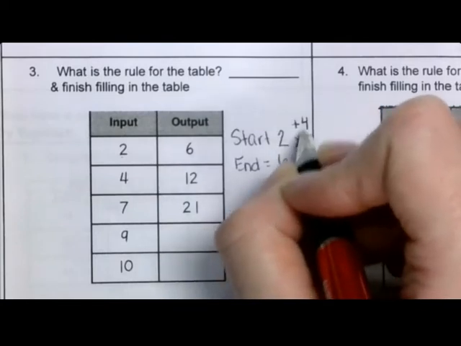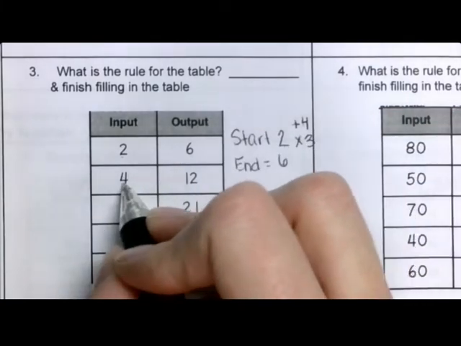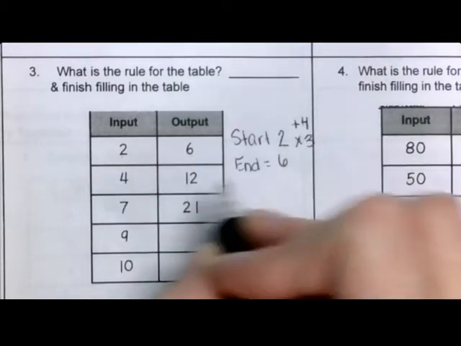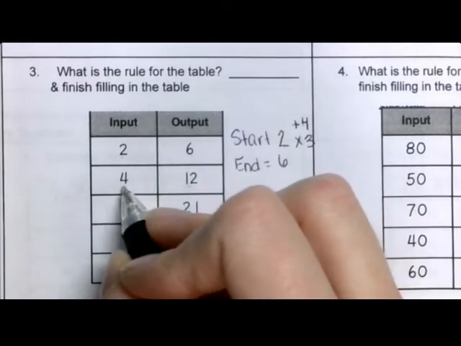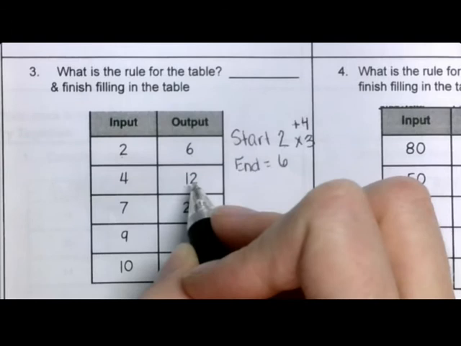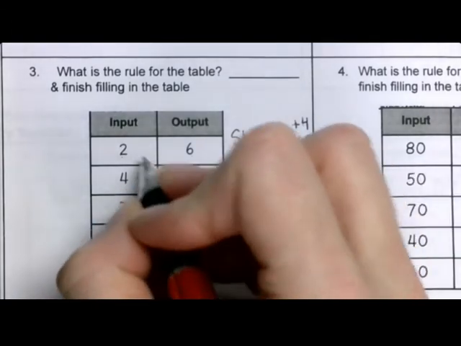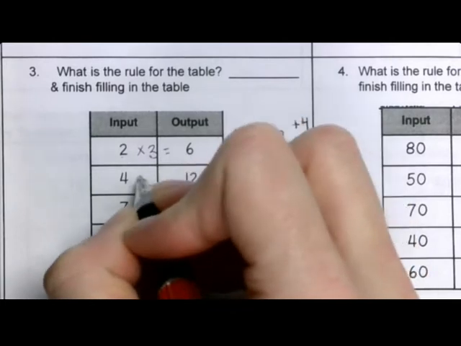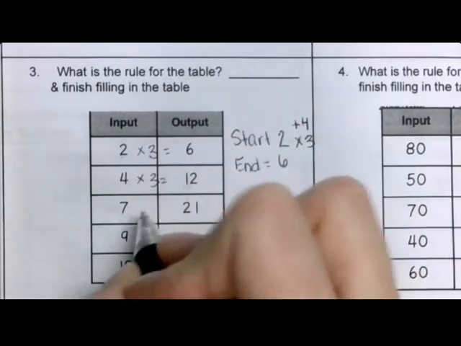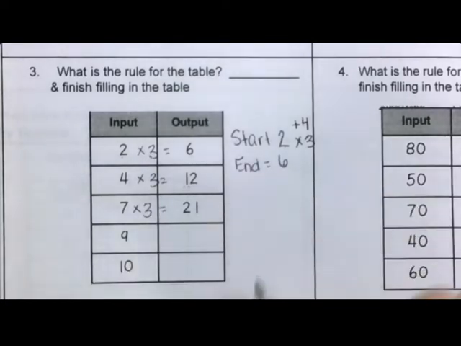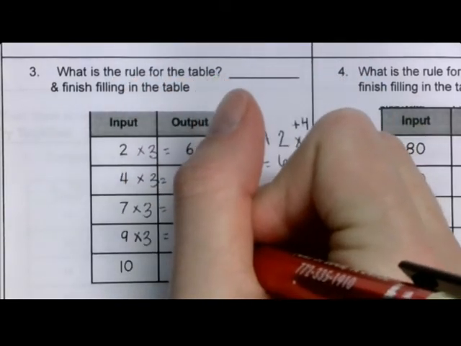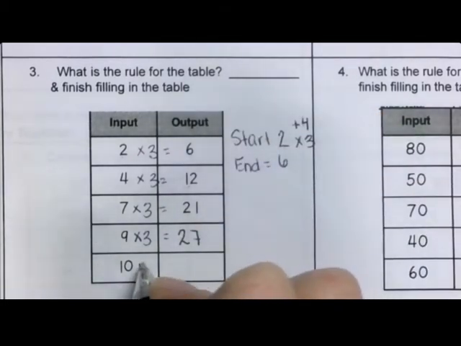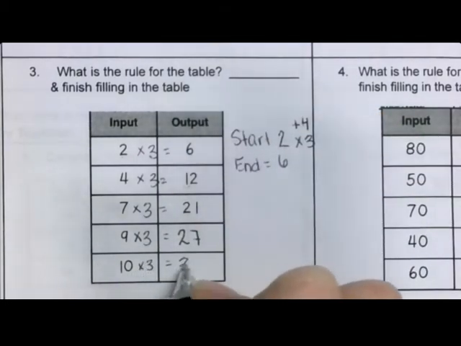So let's see which of these rules work for the next one. If I start at 4 and I add 4, do I get 12? No, I don't. If I start at 4 and times by 3, do I get 12? Yes. Okay. So times 3 worked here. Times 3 worked here. What about here? If I do 7 times 3, do I get 21? Yes, I do. Okay, perfect. So what about 9 times 3? What's that give me? 27. What about 10 times 3? What's that give me? 30.